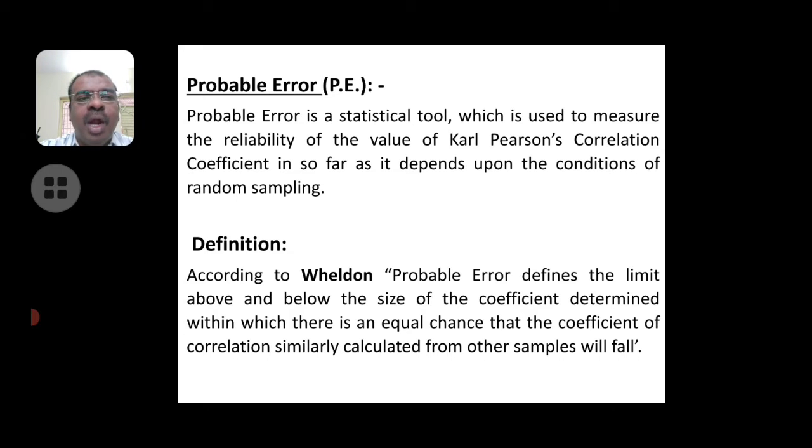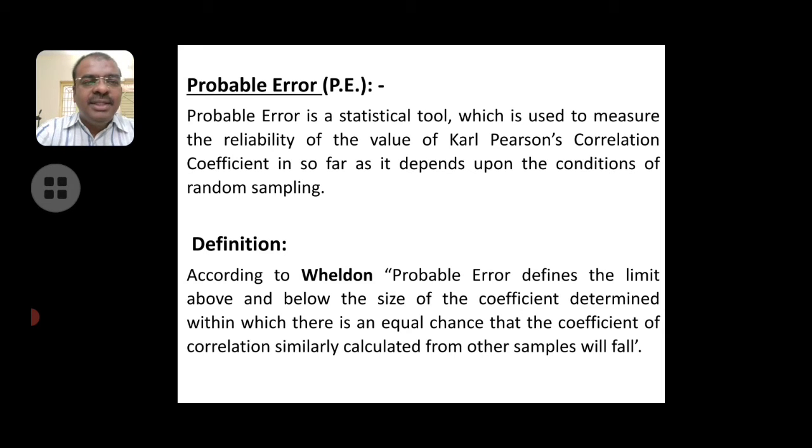According to Weldon, probable error defines the limit above and below the size of the coefficient determined within which there is an equal chance that the coefficient of correlation similarly calculated from other samples will fall. Now, what does this actually mean? How do we understand this?